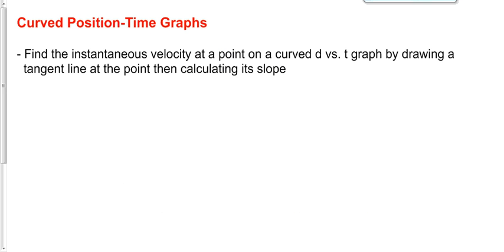To find the instantaneous velocity at a single point on a curved graph, a curved position versus time graph, you got to draw a tangent line. Now you know what a tangent line is. You got to draw it at one point, and then you got to calculate its slope, or use v equals delta d over delta t. That gives us 2 points, right? If we have a straight line, even if it's a tangent straight line, then we can get 2 points from it and do displacement divided by time, or the slope.